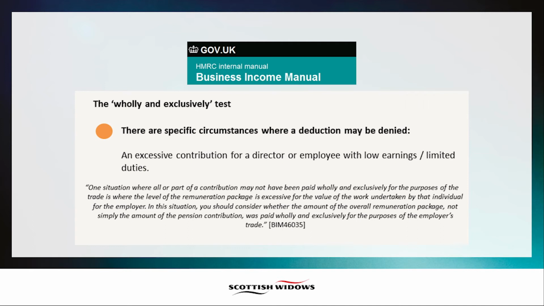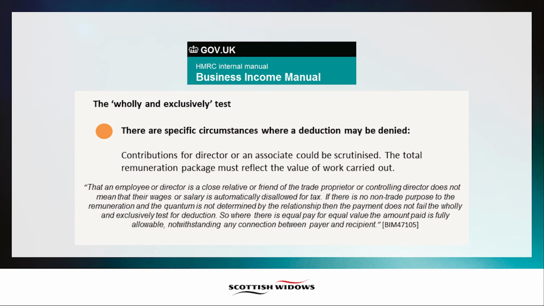In this situation, you should consider whether the amount of the overall remuneration package, not simply the amount of the pension contribution, was paid wholly and exclusively for the purposes of the employer's trade. With this in mind, employer contributions paid to directors of close companies or friends and relatives of directors come under closer scrutiny than other contributions. To determine if the total remuneration package is excessive, it can be compared to that paid to other unconnected employees performing similar duties. If there is no comparable, then HMRC's guidance in Business Income Manual 47105 should be followed. These rules cover the scenario, for example, where a spouse is a director and has limited involvement with the company, but benefits from a very large employer contribution.